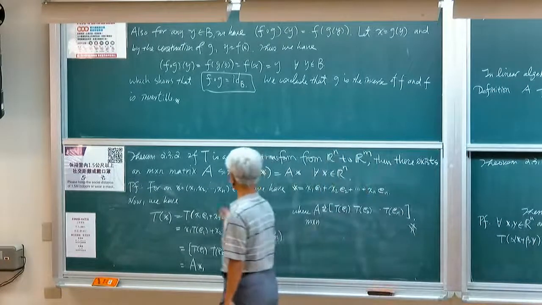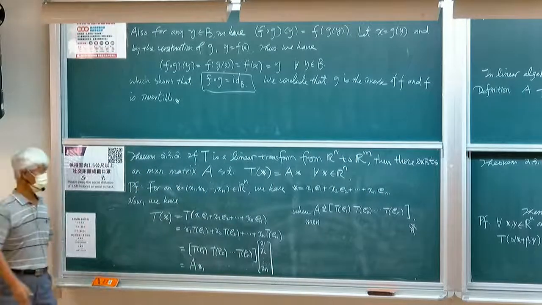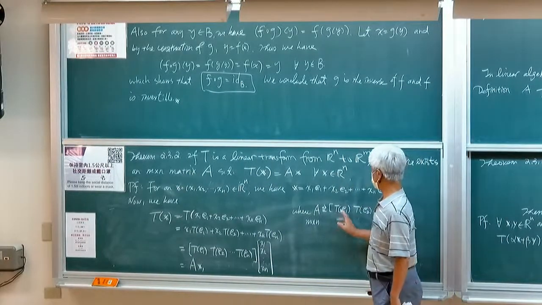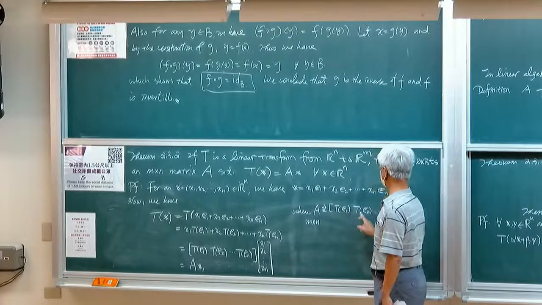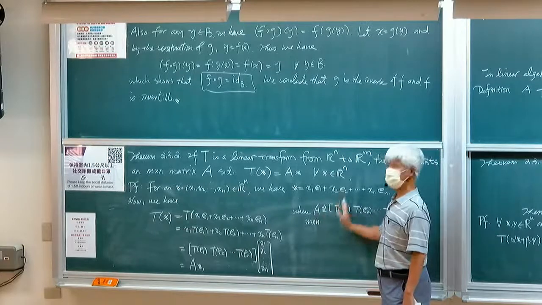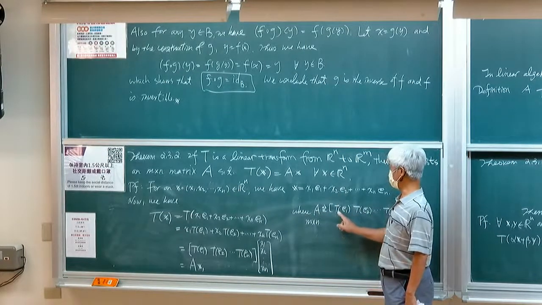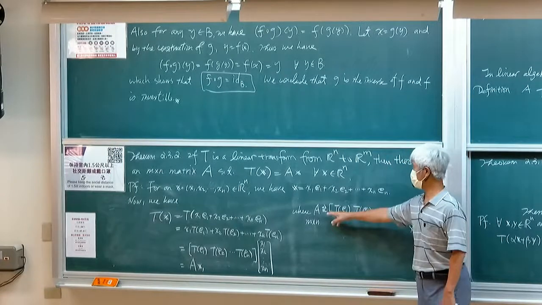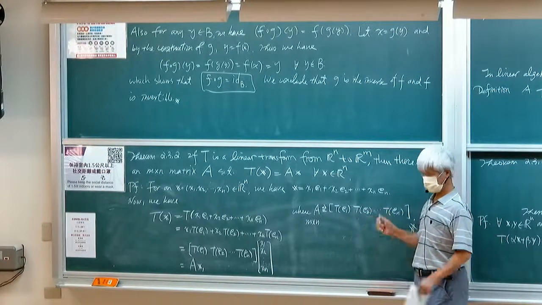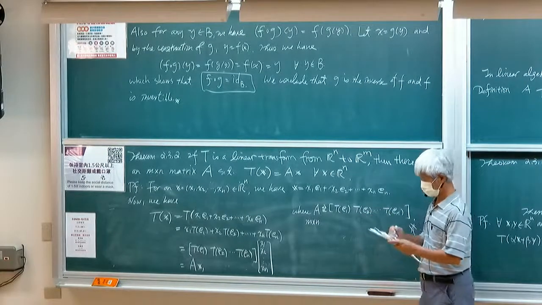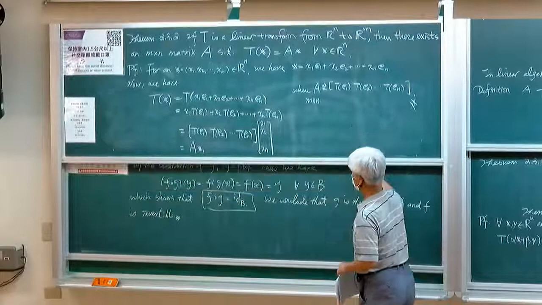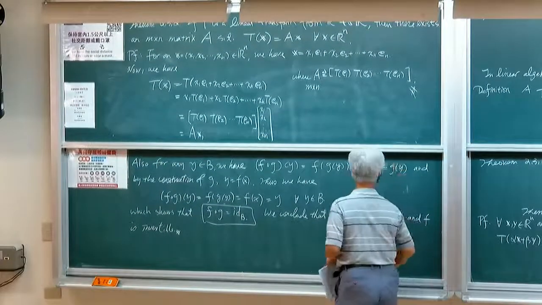So we know how to construct the matrix A. The matrix A is formed by the images of the standard unit vectors by T, so that the first column of A is the image of e1 by T, the second column of A is the image of e2 by T, etc. Okay, so from the proof, we end up with the following theorem.